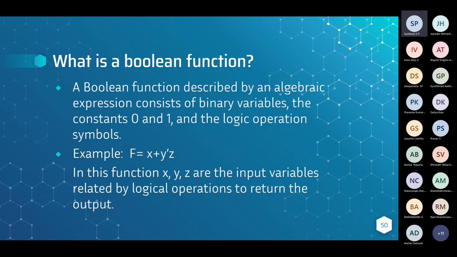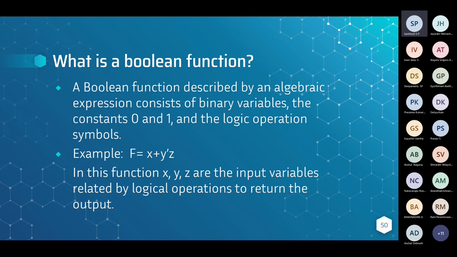Now we'll talk about Boolean functions. We'll first talk about what a Boolean function is. A Boolean function is basically an algebraic expression that has binary variables, constants, and logic operations involved. It's basically the same as a mathematical function, but instead of the normal math variables, we have binary variables which can only take 0 or 1. And instead of mathematical operations, we have binary logic operations like AND, OR, and complement.